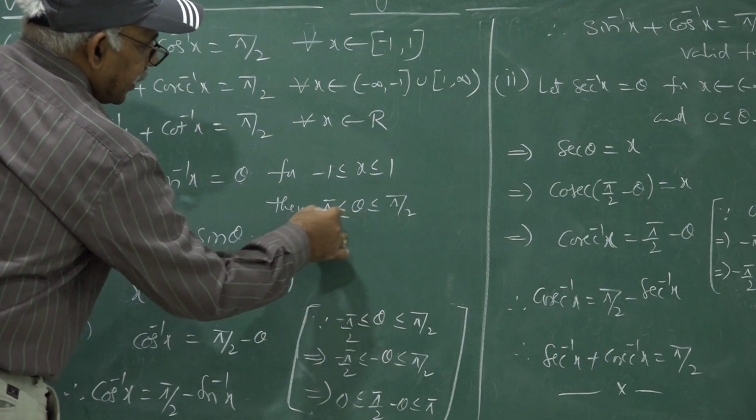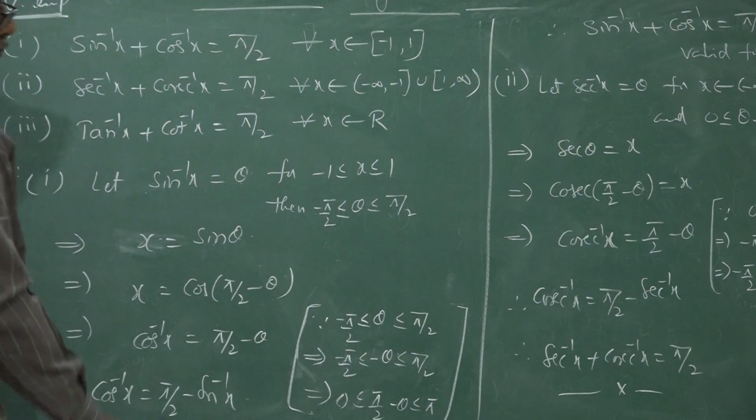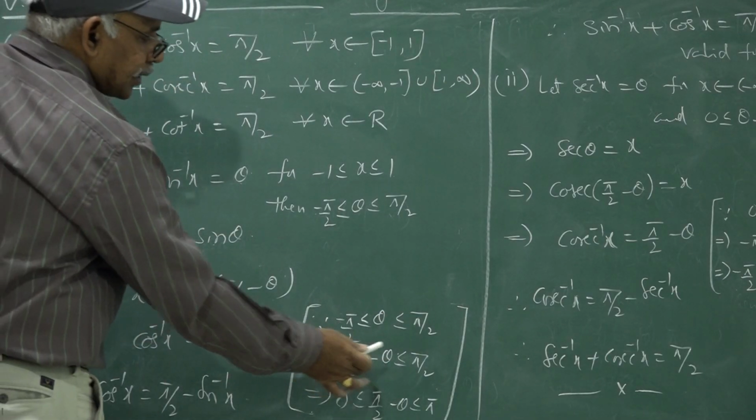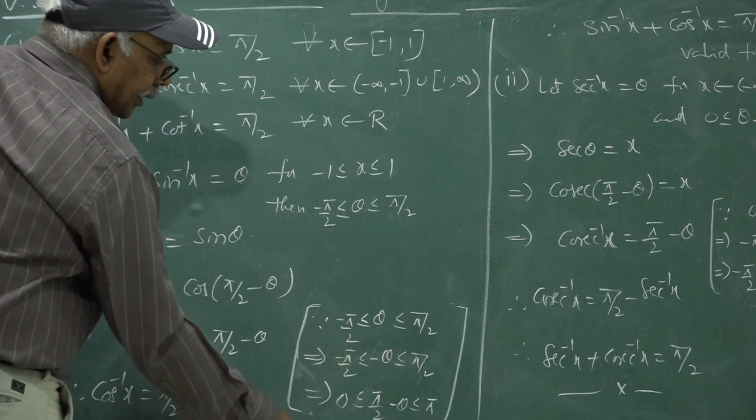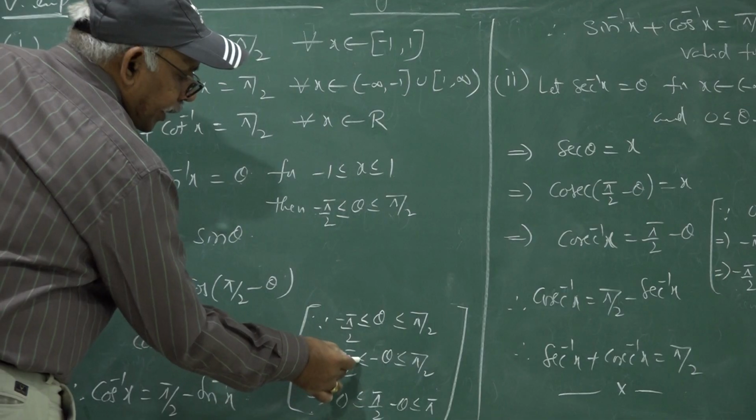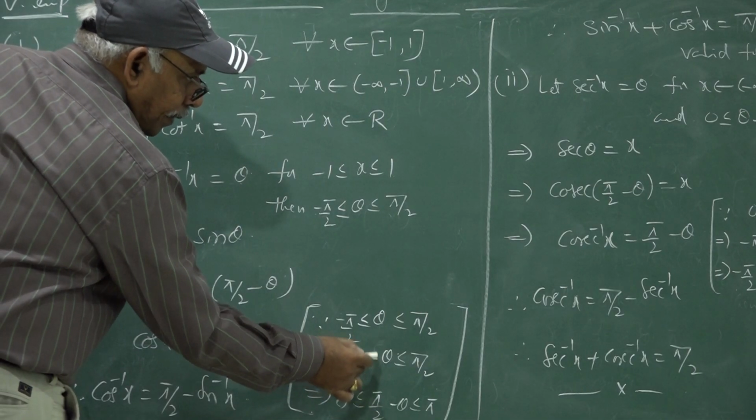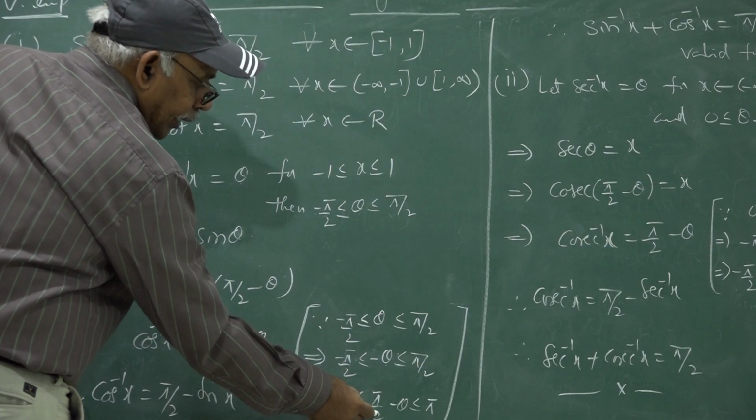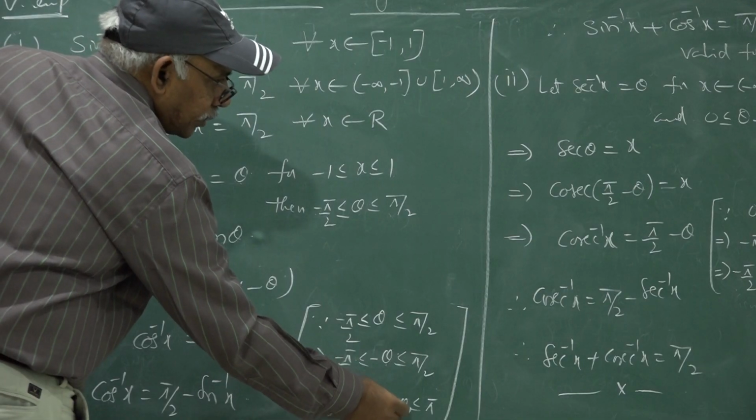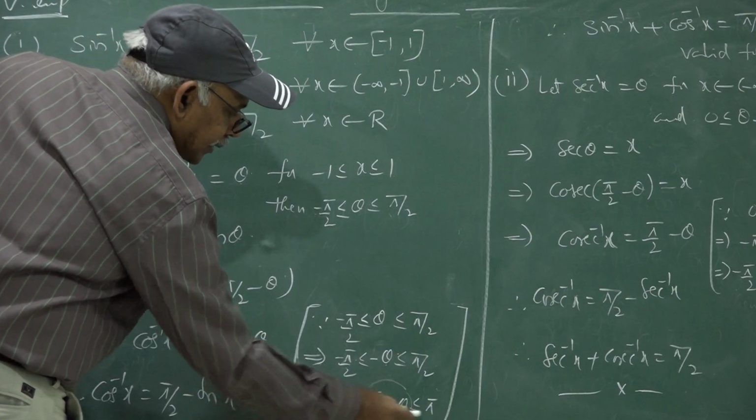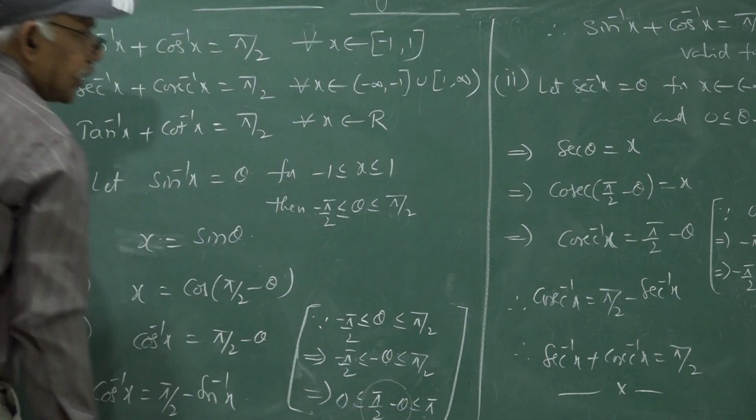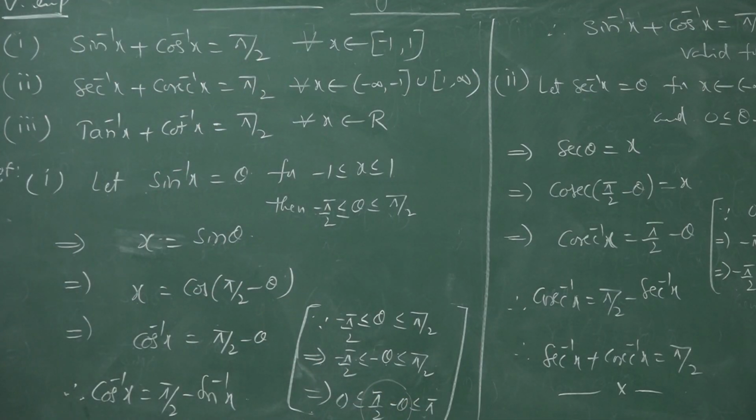Once theta lies between minus pi by 2 to pi by 2, minus theta also lies between minus pi by 2 to pi by 2. Adding pi by 2 throughout the inequality, clearly minus pi by 2 plus pi by 2 gives us 0, pi by 2 minus theta here is less than or equal to pi by 2 plus pi by 2 gives us pi. Hence, this value lies within the restricted domain of cos, which is invertible in that domain.